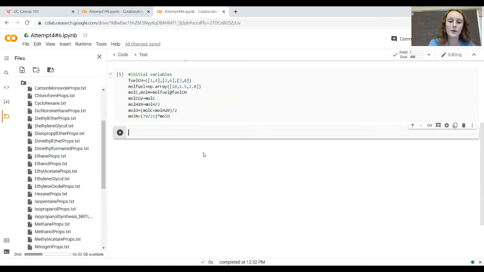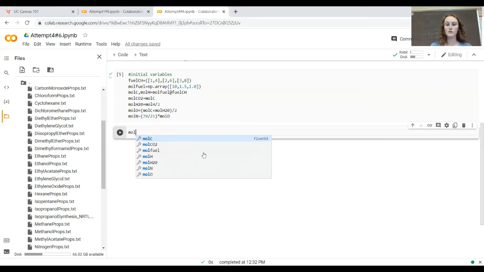No errors in that code, so we can go ahead and move on. The next thing that we're going to do is concatenation of some of the arrays in order to get our moles going in versus moles out.